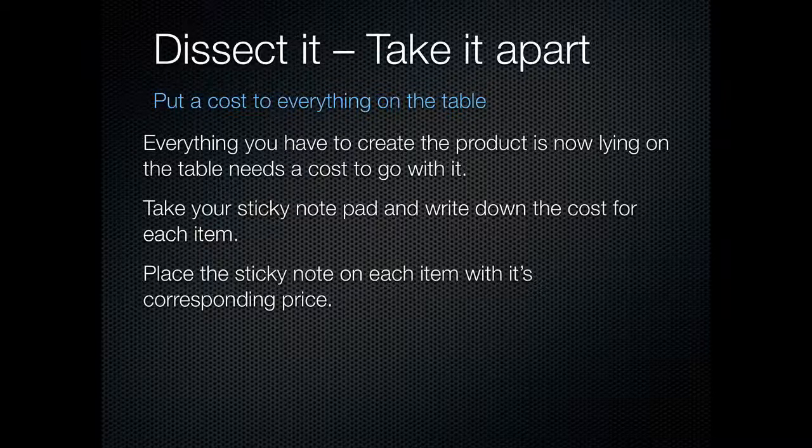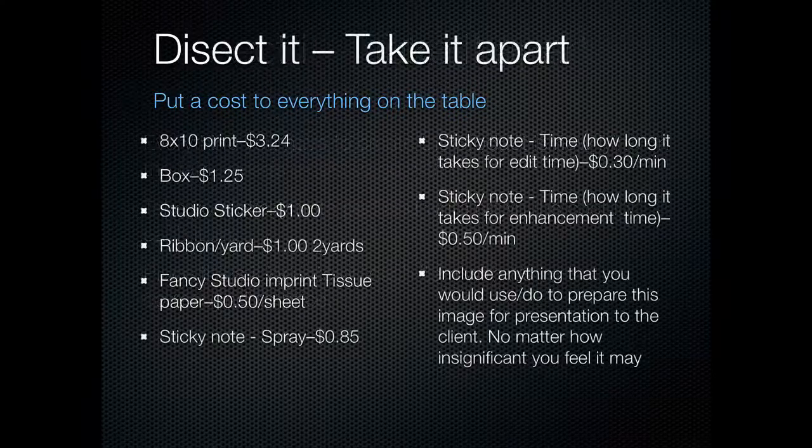Now we want to take all of those items that are on your table and we want to assign a cost to them. So again, with your sticky pad, we're going to go ahead and use that for each item that you have laid out. So for instance, you're going to write down maybe $3.24 for that 8 by 10 and you're going to stick it on it. The box might be $1.25. Studio stickers, ribbon. If you use like fancy studio imprinted tissue paper, you might use 5 sheets of it, but it might be 50 cents a sheet. So you want to write down what it is per sheet on that sticky note.